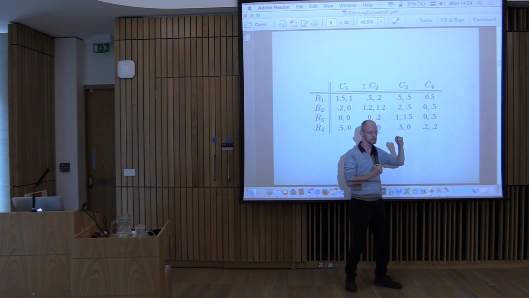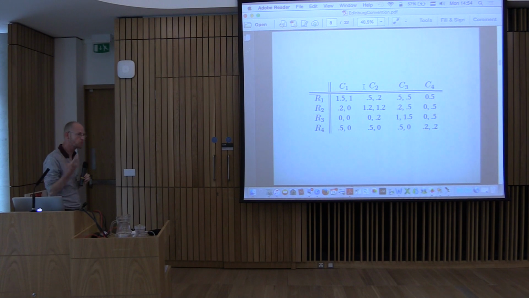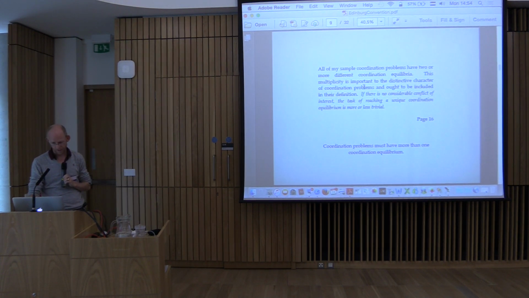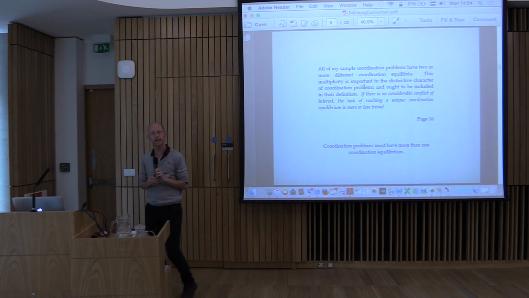So David Lewis says, okay, to solve coordination problems we need something more than a Nash equilibrium. Actually, we need even more than that. For instance, it must have at least more than one coordinating equilibrium.